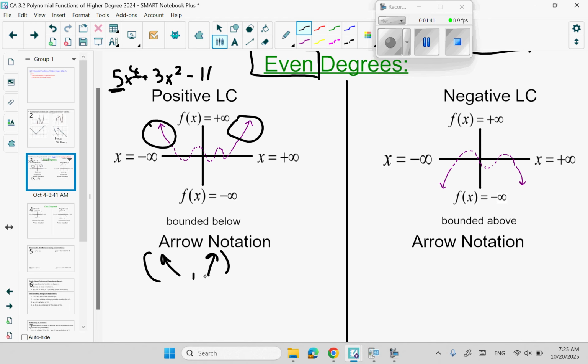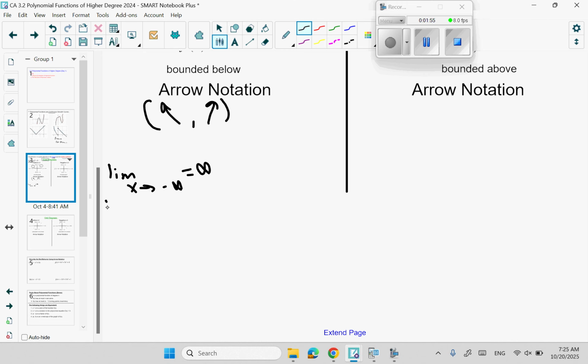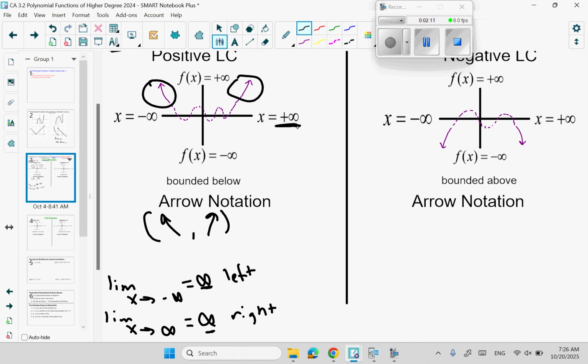Some textbooks make you do limit notation. We are just going to do arrow notation. So if you wanted to see that, limit notation looks like this. The limit as x approaches negative infinity would be positive infinity, and the limit as x approaches infinity equals infinity, because as I go to the left, I'm going to positive infinity, and as I go to the right, I'm going to positive infinity. Because again, x positive infinity, x negative infinity, left and right.